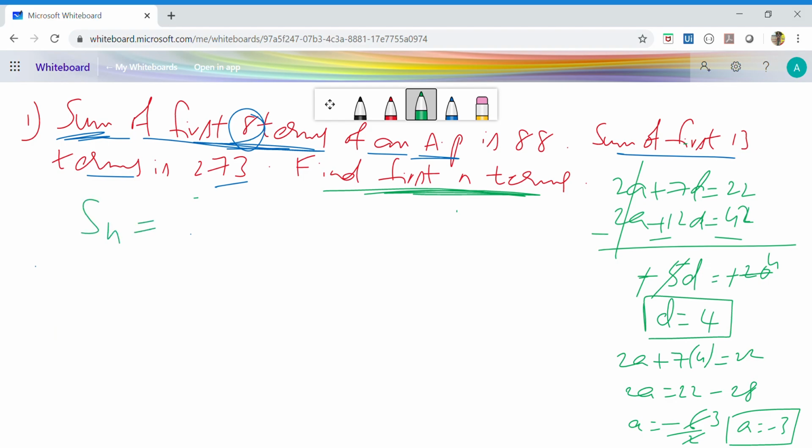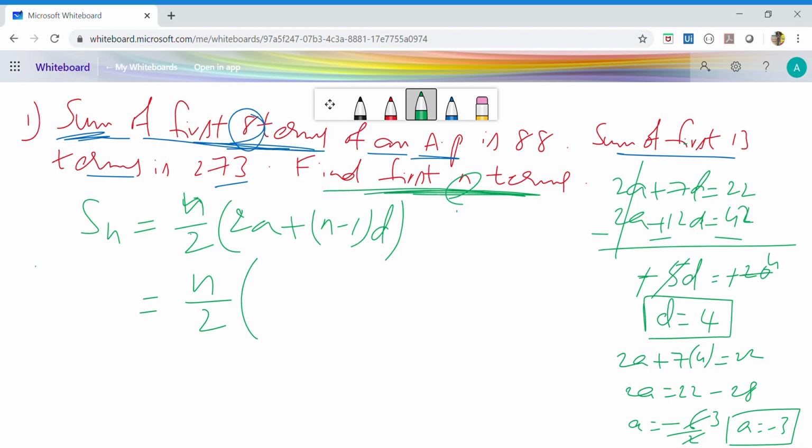What is the formula? Sn is equal to n by 2 into 2a plus n minus 1 of d. That is equal to n by 2, as n we don't know, the sum of n terms he asked. So n like that only it will be. Don't confuse. So 2 into a is what? Minus 3, plus n minus 1 of d, which is 4.